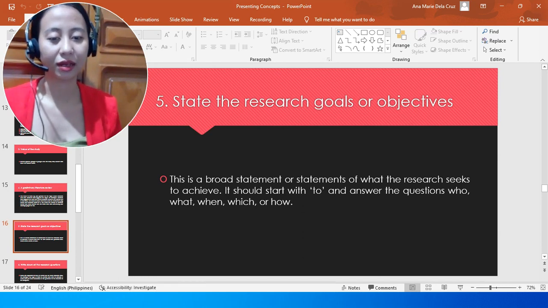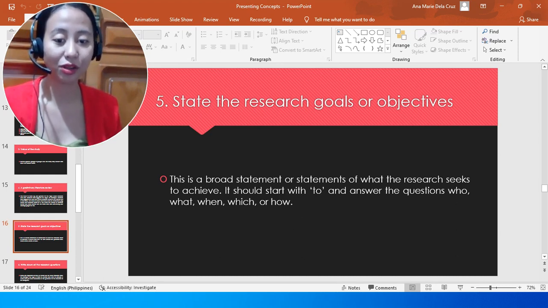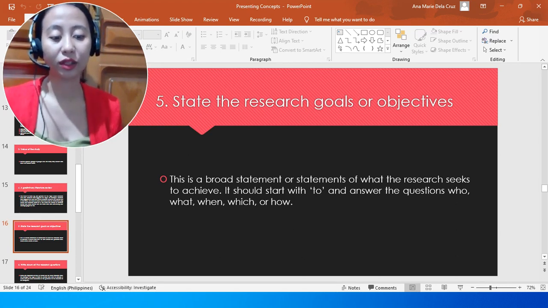Okay, 'di ba? Nga sabi ko sa inyo kanina, dapat may curiosity ka, 'di ba? May curiosity ka about the topic. Ngayon paano mo ma-unlock 'yon? Okay, that is your goals. Ano yung specific goals na yun or objectives? It should start with to.